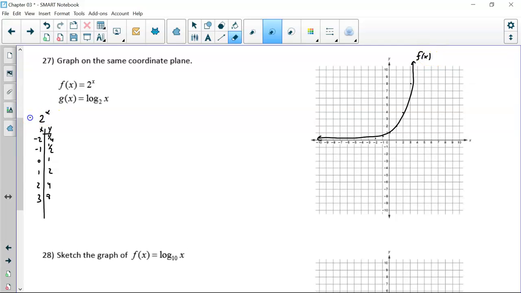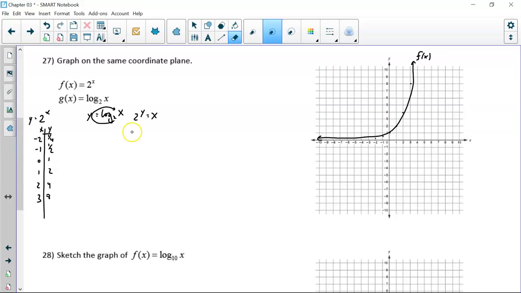Now, for g of x, that's y equals the log base 2 of x. Remember, your calculator doesn't really do log base 2. So what we're going to do is take it first from this logarithmic form to exponential form. So we do 2 to the y equals x.